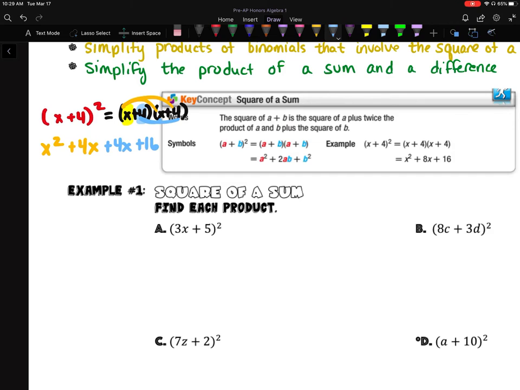If you notice, in the middle, when you go to combine like terms, you have 2 of the 4x's. So 2 times 4x is 8x. And that's what they're trying to explain to you here, that you're just going to take your first term, multiply it with your last term, and then double it. So if I multiply x times 4, I get 4x, and then if I double it, I get 8x.